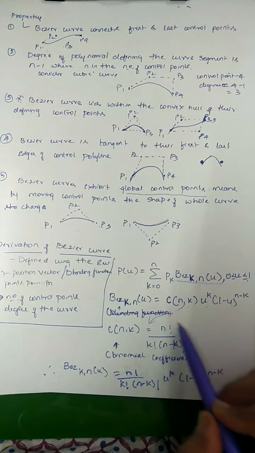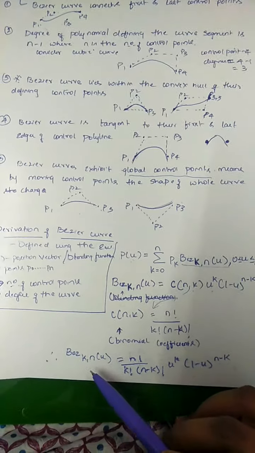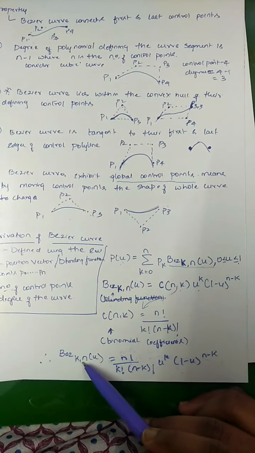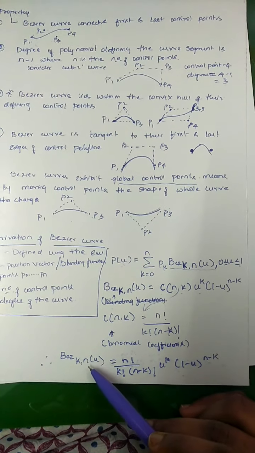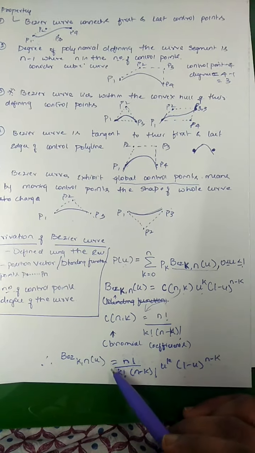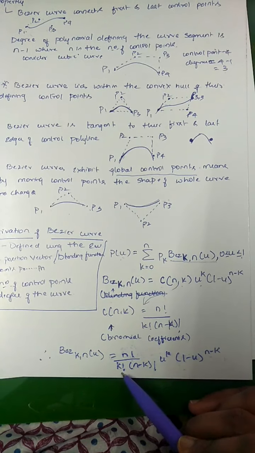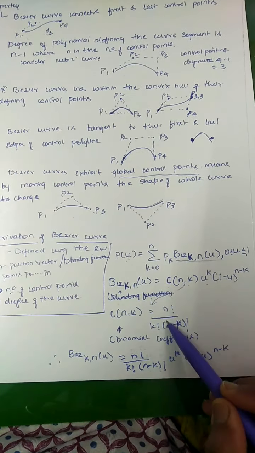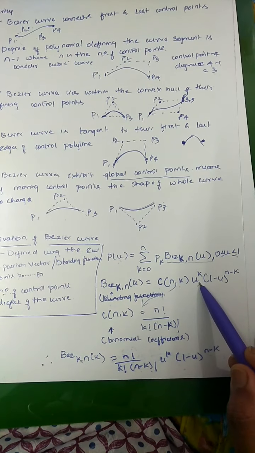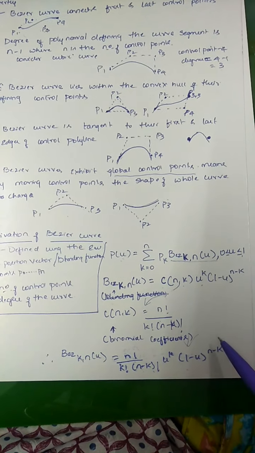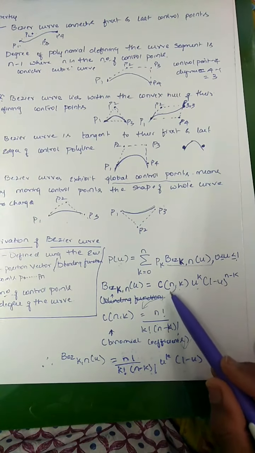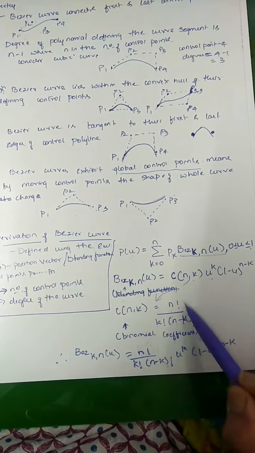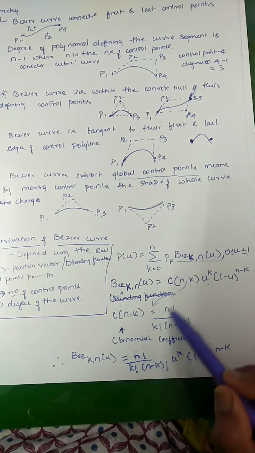So if I substitute this here, I'll get the Bezier curve with respect to n plus 1 control points as n factorial divided by k factorial into n minus k factorial. So the binomial coefficient equation is replaced for this C of n comma k.